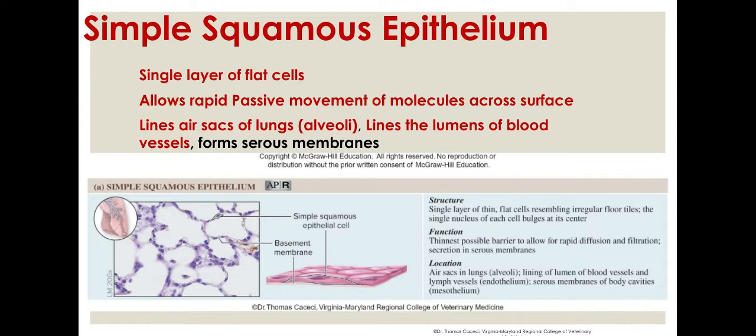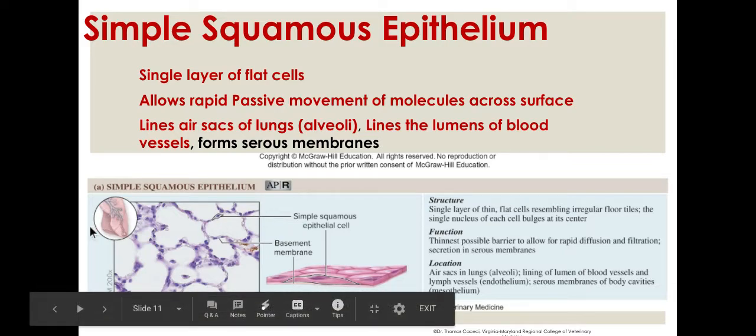They're called alveoli, or something like your blood vessels. Or even when you're talking about serous membranes, we need to be moving air and carbon dioxide. We need to be moving nutrients back and forth. And that simple squamous tissue allows for that to happen easily. And so here's what this looks like.